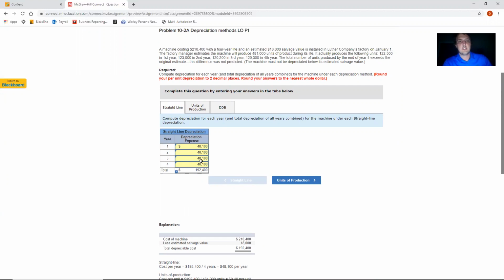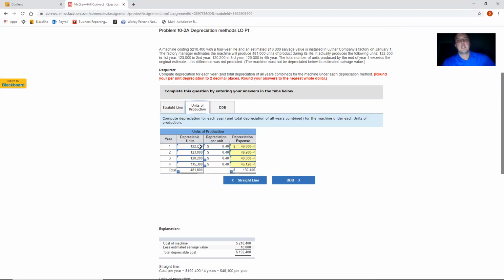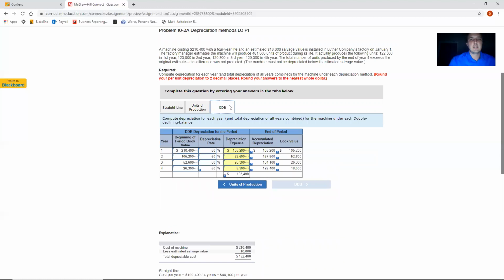So straight line, no surprise, when you do that calculation, it's straight each month, each period. Here in the years, we use the depreciable units multiplied by the depreciation per unit. And you can see here it's almost the same, but does vary based off of how much use you got that period. Double declining, we're going to use that depreciation rate. And again, it's going to be multiplied by 2. And you take that rate multiplied by the book value at the beginning of the period.